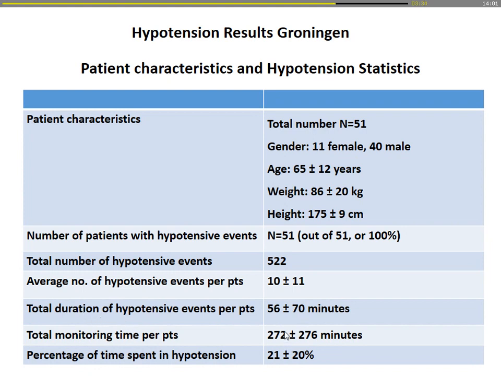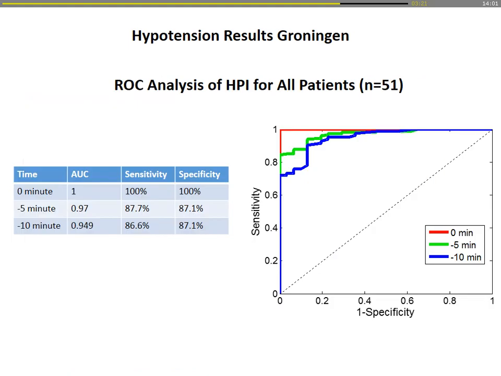And if you correlate it to the average procedure time, then you can say that 21%, or 1/5 of the time, was spent in hypotension, so with blood pressure below 65. And this is the preliminary analysis I did.